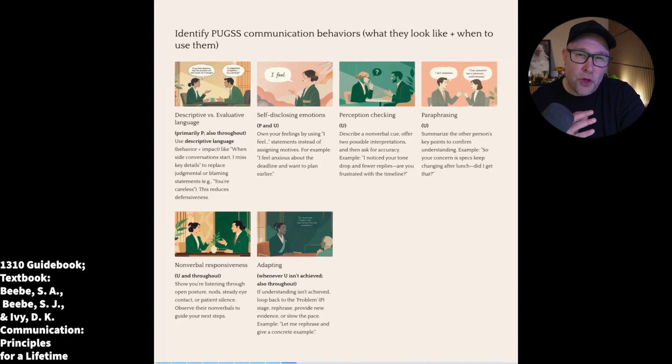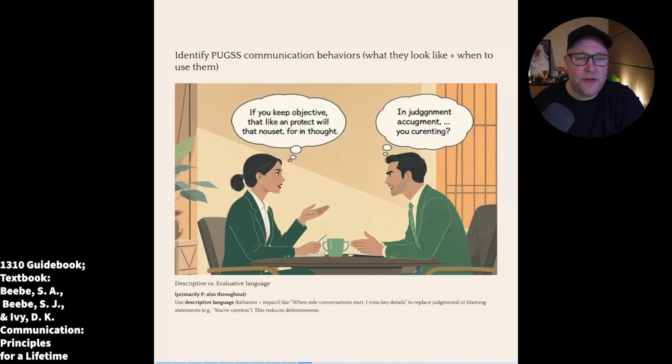So what do communication behaviors using PUGSS look like, and how do we use them? We're going to cover descriptive versus evaluative language, self-disclosing emotions, perception checking, paraphrasing, nonverbal responsiveness, and adapting, all within the PUGSS framework. Descriptive versus evaluative language can be employed primarily in P, but also throughout. Here we'll use descriptive language, the behavior and the impact. Like when side conversations start, I miss key details.